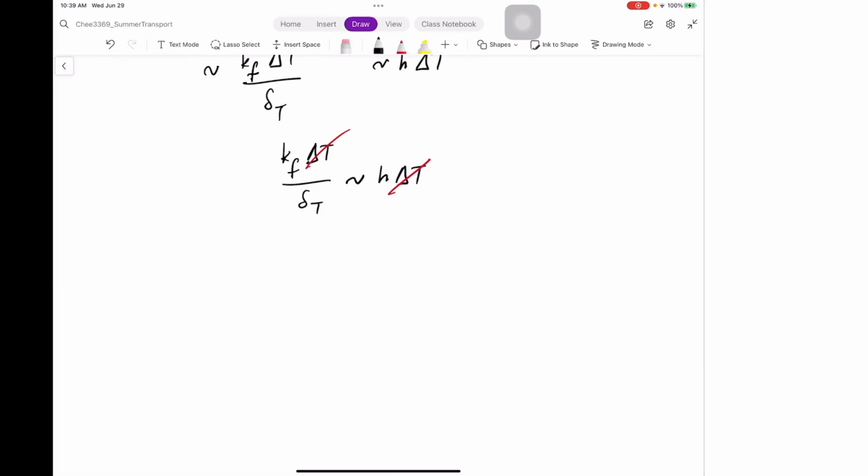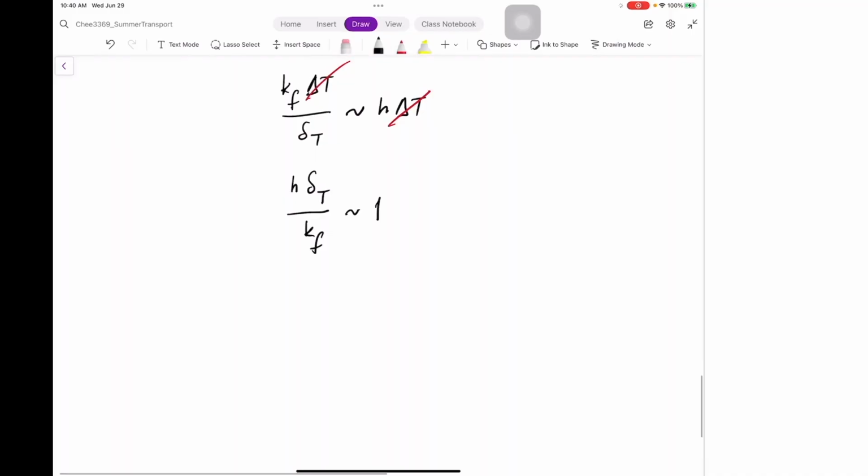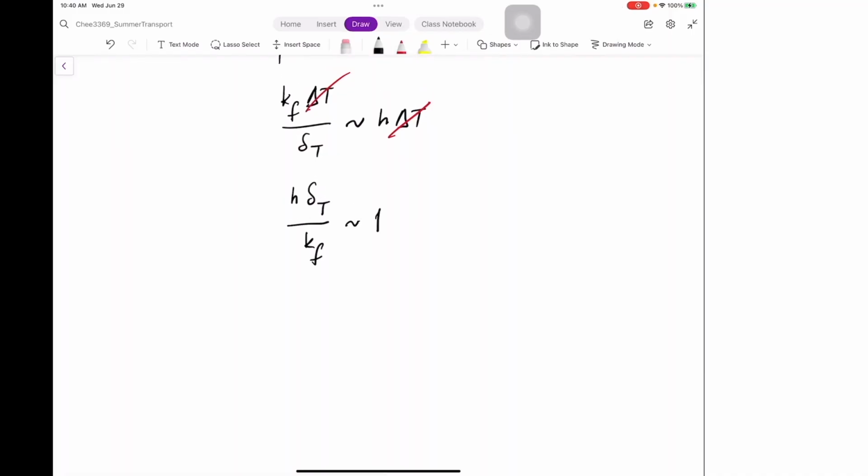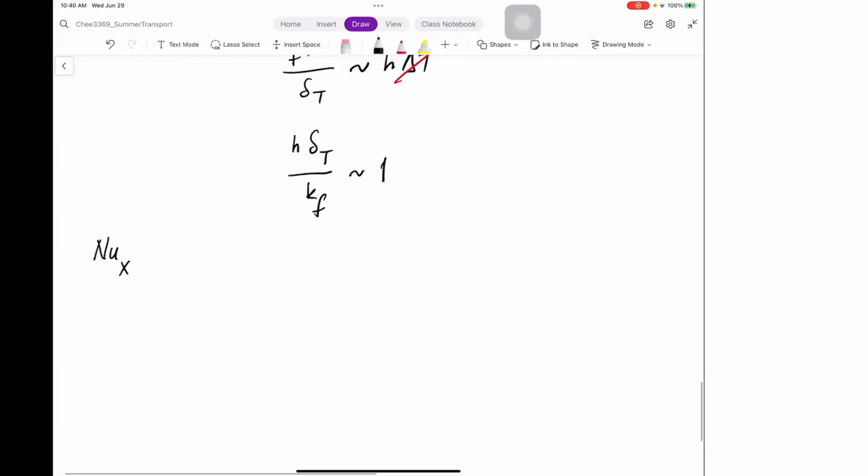What do we get? h delta t over kf is in the order of 1. Okay. And so that's another thing. Let's put it aside. Now let's have a look at the Nusselt number estimated at x instead of L.